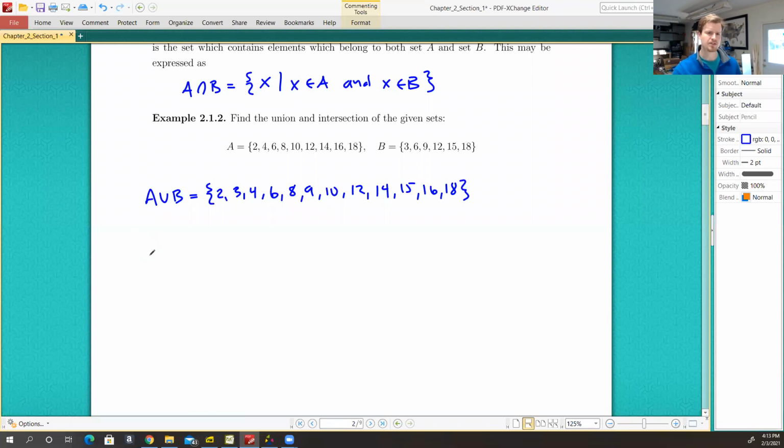Now, what about the intersection? A intersect B is simply the elements that are in common to both. So a multiple of 2 and 3, or simply a multiple of 6. So 6, 12, 18 are the elements that are in common. Excellent.